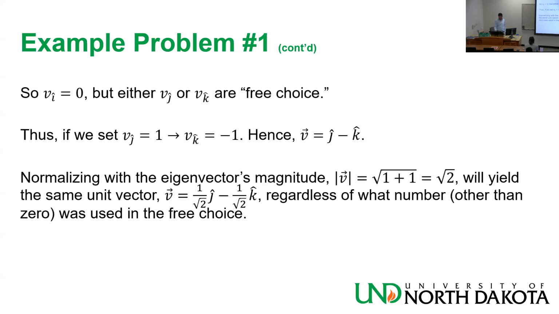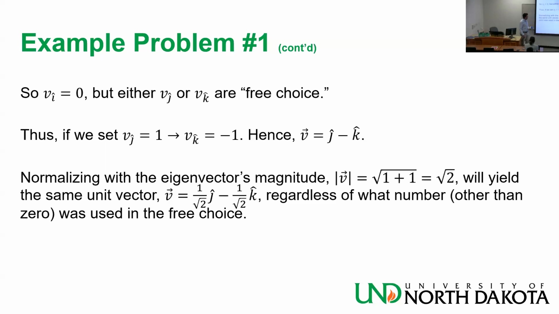0i, 1k minus minus 1. No, 0i, 1j minus k, right? But what do I mean by getting an infinite number of solutions for that vector?